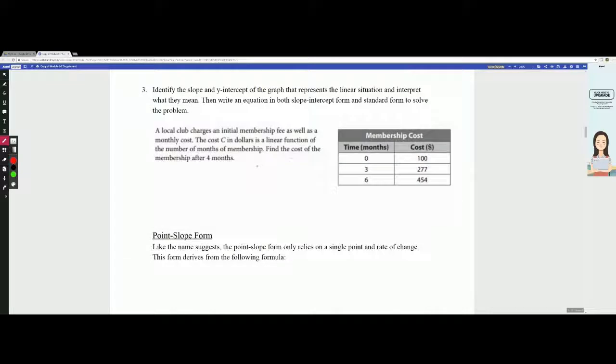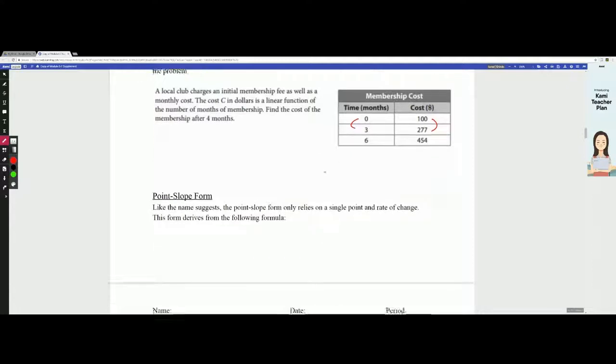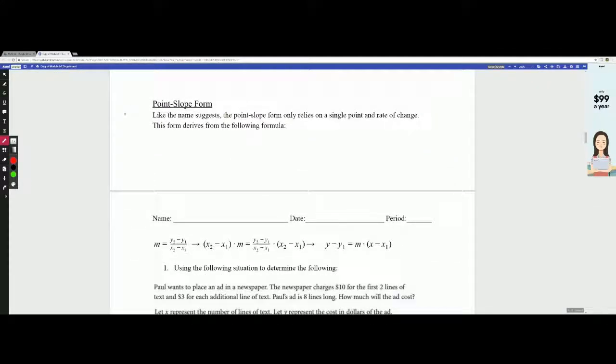All right, so for number 3, identify your y-intercept. So we've done this before, tables. Okay, where am I starting off? And then what's my rate of change as we go through here? Okay, so find your rate of change. What's my change in money? What's my change per month? And reduce. You can actually reduce here. Okay. All right. So starting off the next section, point slope form.